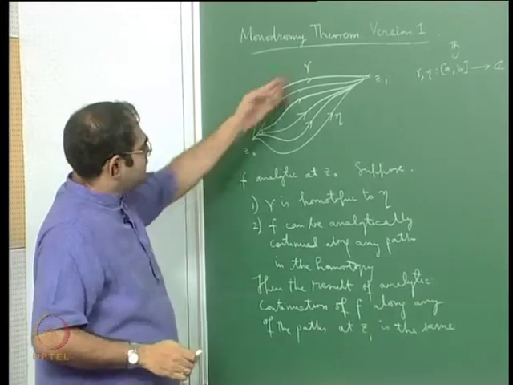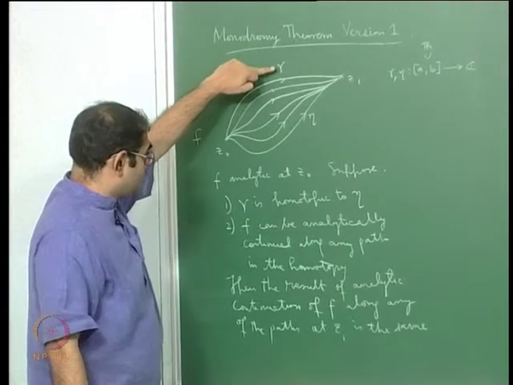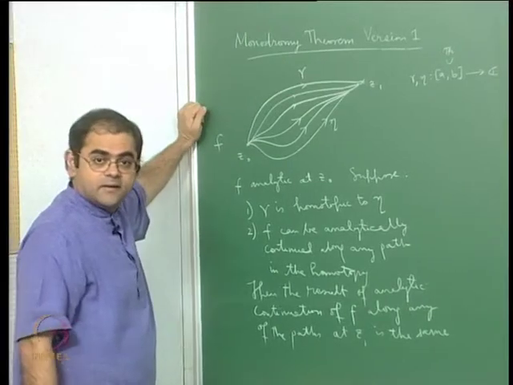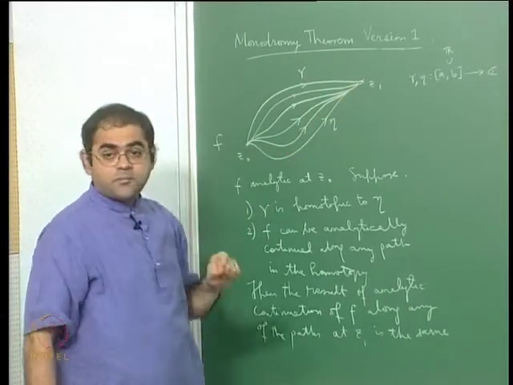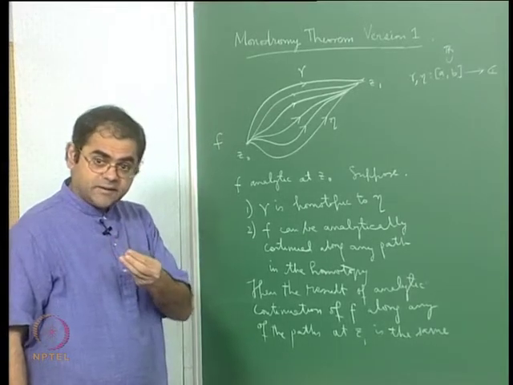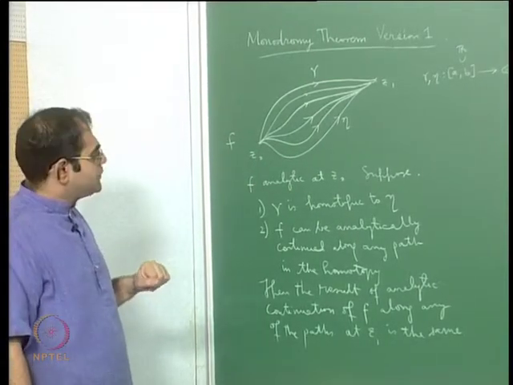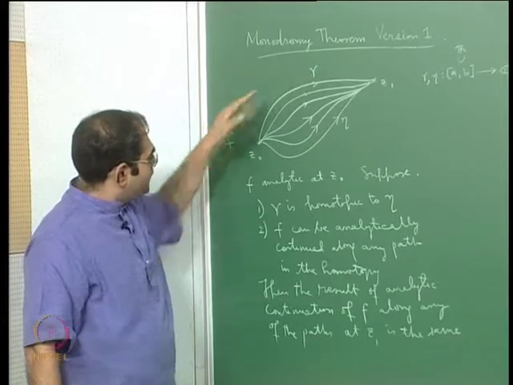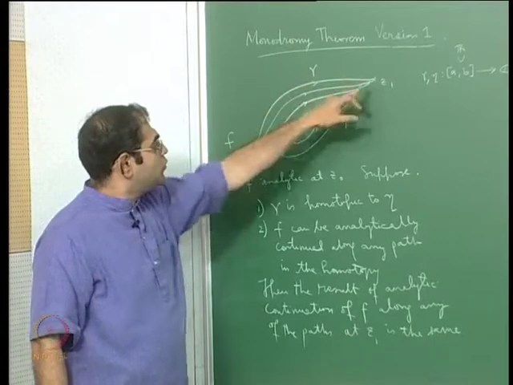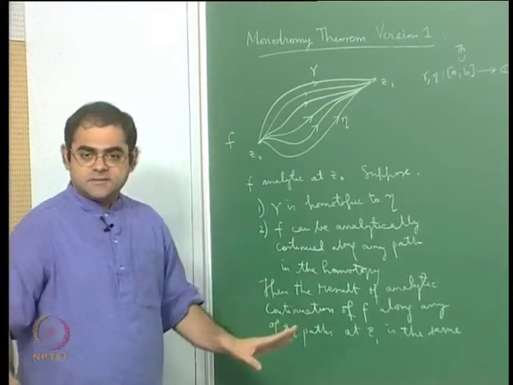So you analytically continue this function f along any path, it includes the starting path gamma, the ending path eta and any path in between. And when you come to the point z1, the analytic function that you will get will be one and the same, that is what the monodromy theorem says. So to say it in short, if you analytically continue a function along two homotopic paths, then the result of the analytic continuation is going to be the same.